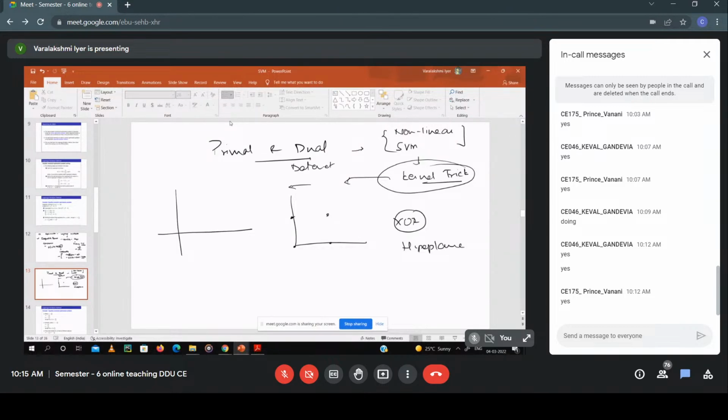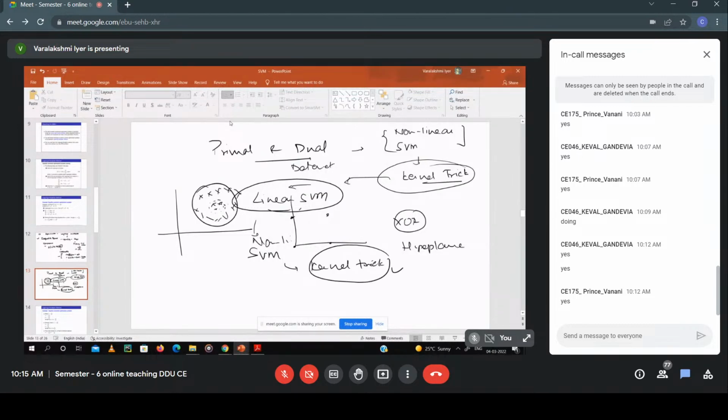For example, if you have a data set something like this, these are all positive points in our data set, and suppose these are all negative points. Now, in this case, a linear SVM will not come to the rescue. For a data set like this, we have to use something called non-linear SVM, and in that case we have to use the kernel trick.